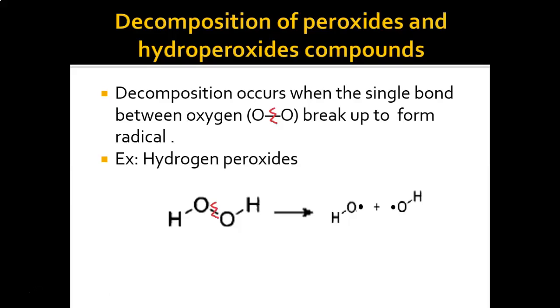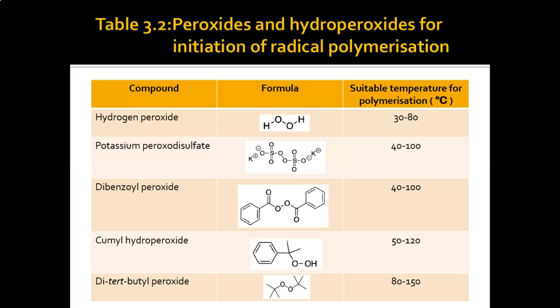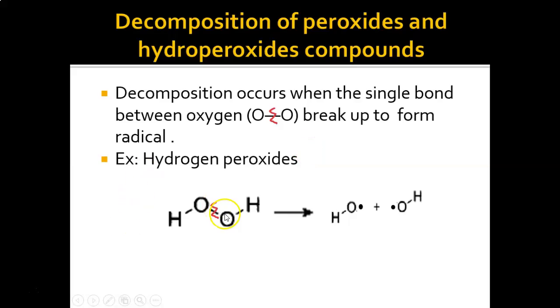Decomposition of peroxide and hydroperoxide. Decomposition occurs when the single bond between the oxygens is broken to form a radical. We look at the structure of the hydrogen peroxide. We have HOOH. So one of the bonds here is broken to form a radical, and it will become HO with the active site here plus the OH with the active site. This is the decomposition step of the initiator.